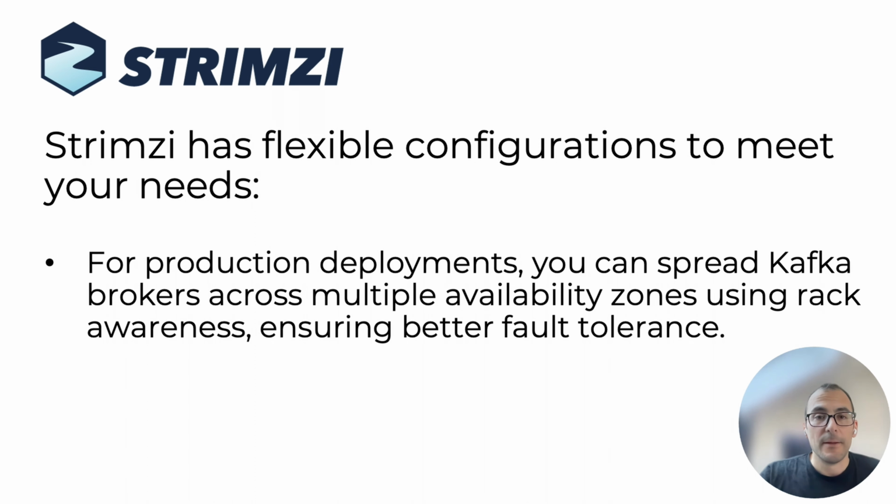So, for example, for production deployments, we can spread the Kafka brokers across multiple availability zones using rack awareness and ensuring better fault tolerance. So we see we have everything in place to create production-ready deployments of our Strimzi system, of our Kafka system with multiple Kafka brokers.